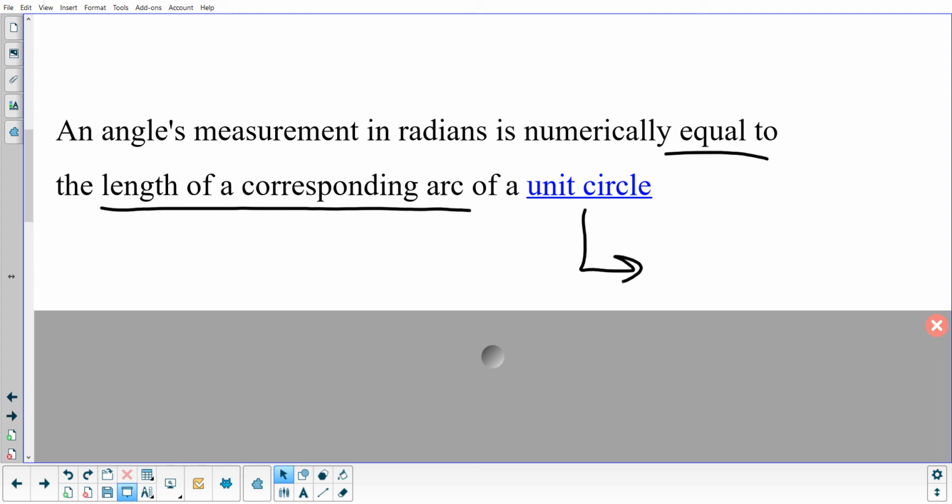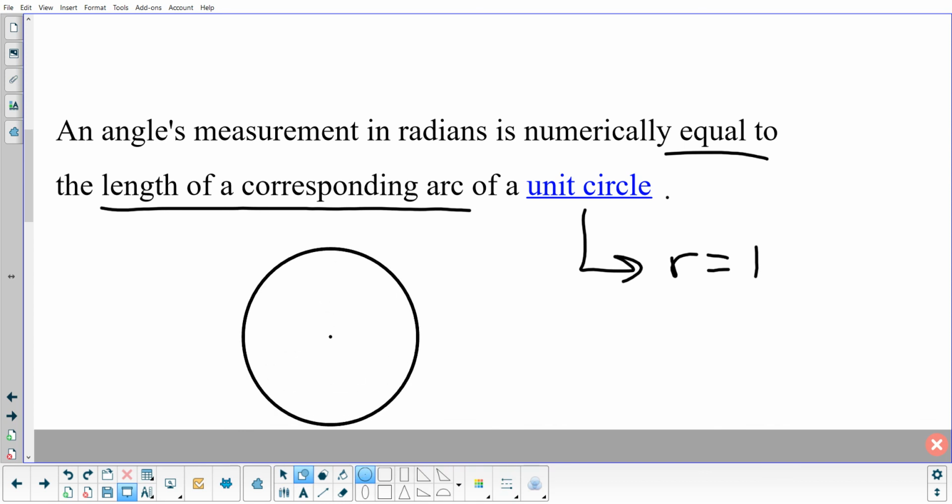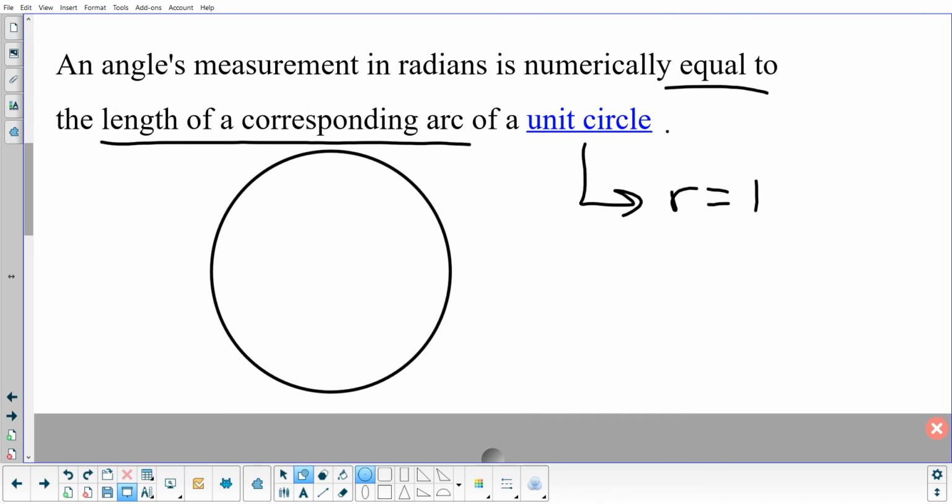A unit circle is a circle that has a radius of one. That's called a unit circle. So let me draw a picture of that sentence and show you what's happening. Let's say that's my circle, and it has a radius of 1. Let me draw an angle in the circle. There you go, there's my angle.